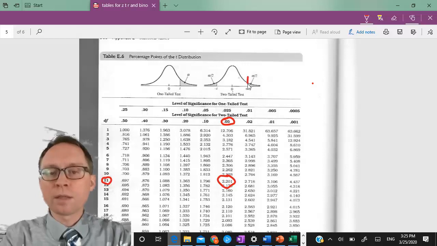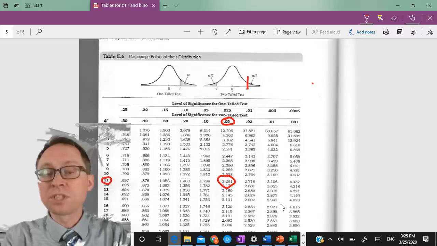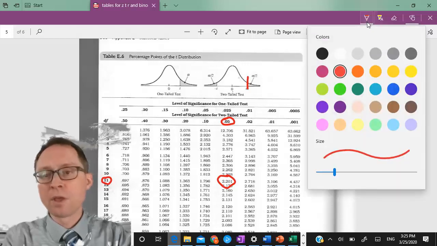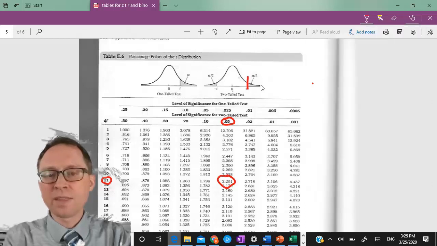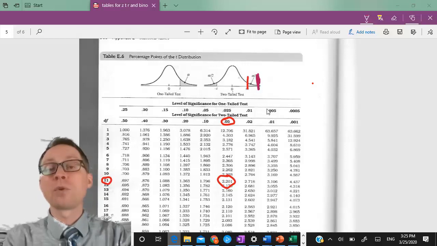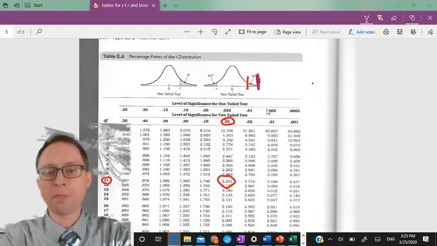2.201 is right there. The statistic that we calculated, however, was 4.69. So 4.69, that's way more extreme than 2.2. That's way over here. That means we can reject the null hypothesis.